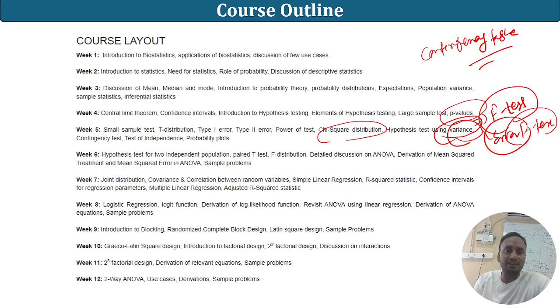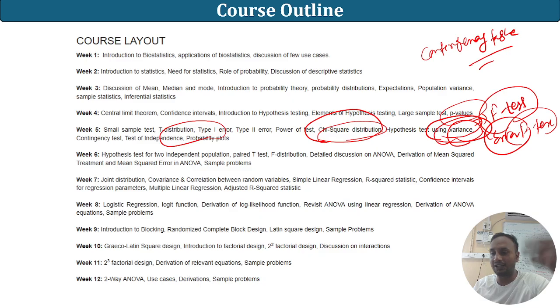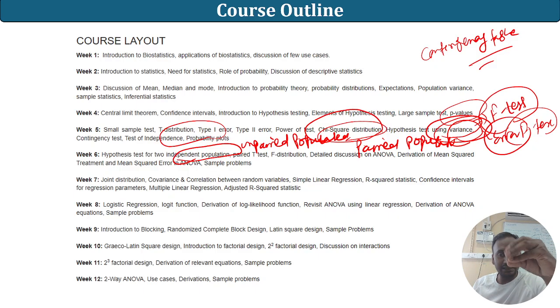As such, we have seen the T test. Then we checked with the chi-square test, then the variance, the F test. After that, we checked with two independent populations, the unpaired population, or the paired population. The paired population we saw in the last session: we take a sample, give some diet A for 6 months or 3 or 4 months, then check before the diet and after the diet how it changes. So that is called the paired test.